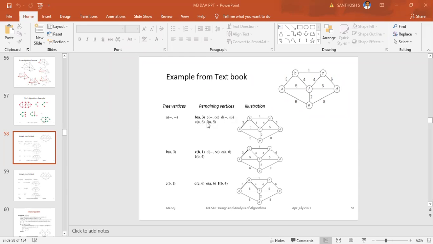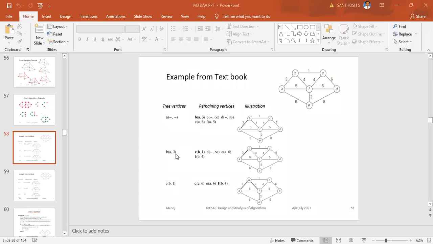So 3, 5, 6. Which is the minimum one you are having? The minimum one is 3. That is the path, so the path is B. B, A comma 3. So take that vertex as the next vertex. Here you can see it is marked in bold line, A to B, it is 3. Now you start from B. So B, A comma 3, you write it here.